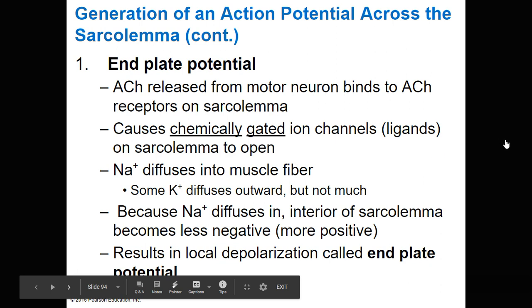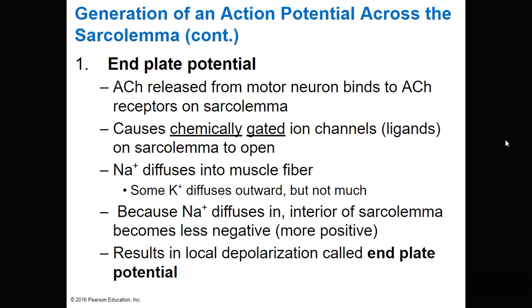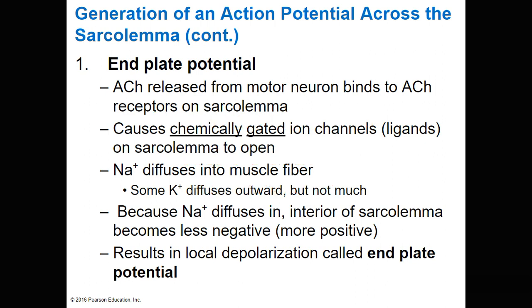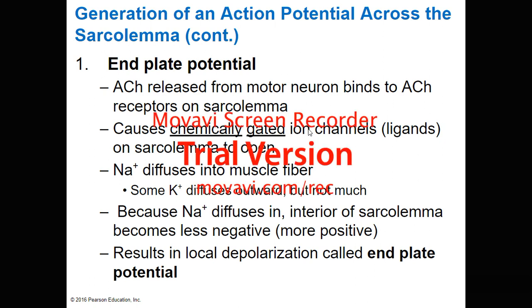The end plate potential is what we've been talking about. Remember, acetylcholine gets released from the axon terminal. It goes through the synaptic cleft, and it binds chemically gated ion channels. All that means is that the chemical gating this ion channel, in this case, is the acetylcholine. Acetylcholine is a chemical that's going to bind to these ion channels, and they call it gated because once that chemical binds to it, the ion channel is going to open.